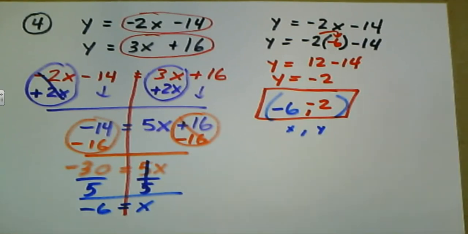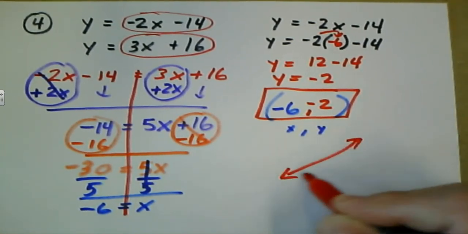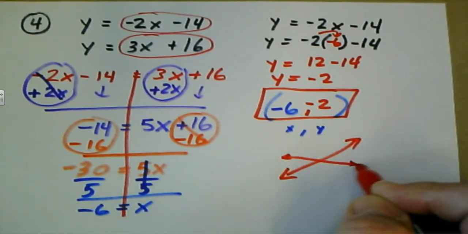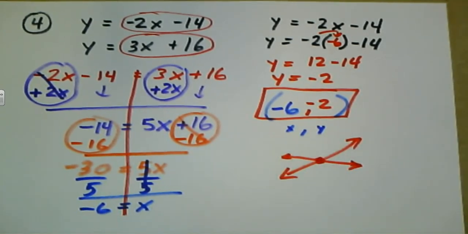So where those two lines cross, it's that spot right there on a grid.